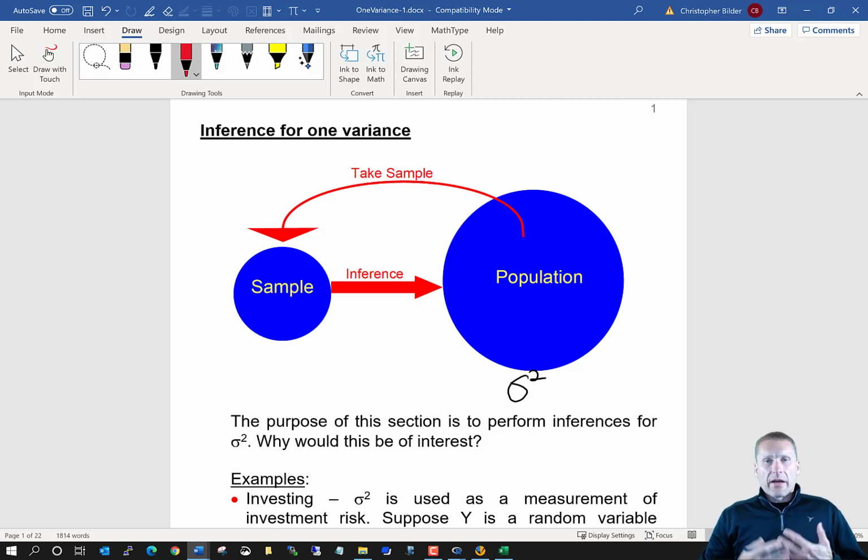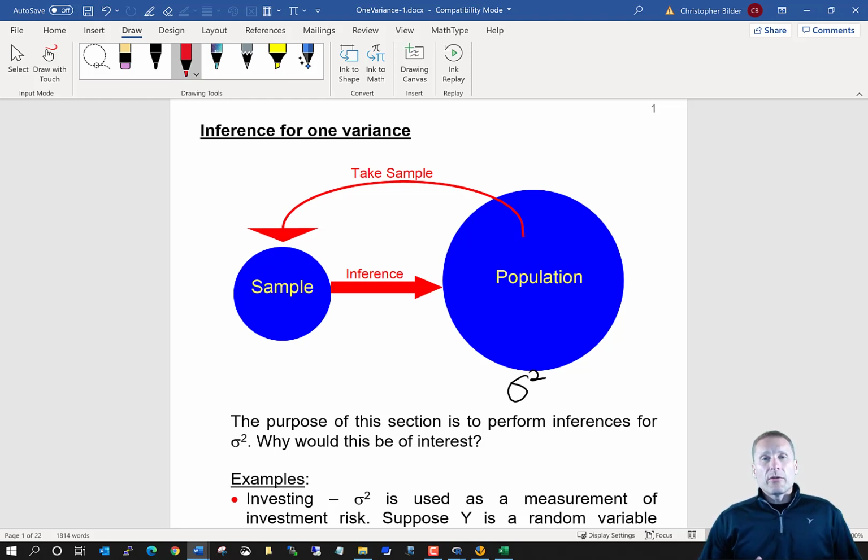Where we have this population. It's hard to get at every item in the population, but what we're very interested in is how much variability there is amongst these items in terms of the numerical quantities. And we denote this variability by the variance, the Greek letter sigma squared. Simultaneously, we could also be talking about the standard deviation as well.